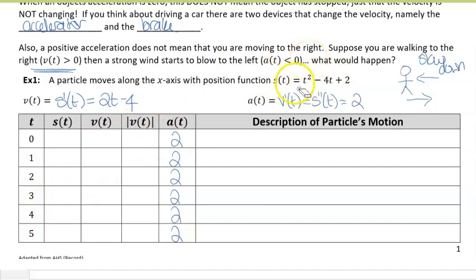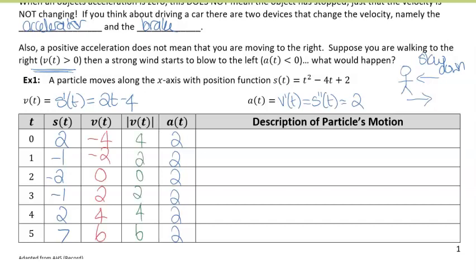So if I put in the first one, put in 2. 2 squared minus 4 times 2 plus 2 gives me an answer of 2. Go ahead and pause the video and fill out the rest of these, then come back. If you want to check your first column, we get at time 0, 2, then it's negative 1, negative 2, negative 1, 2, 7. We're going to do the same for velocity, pause and come back.